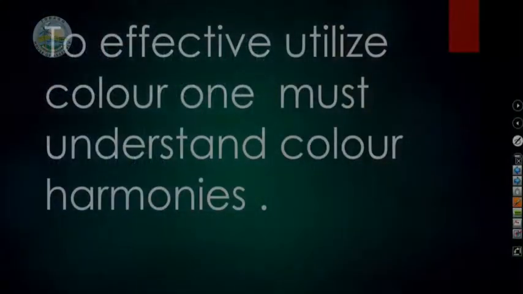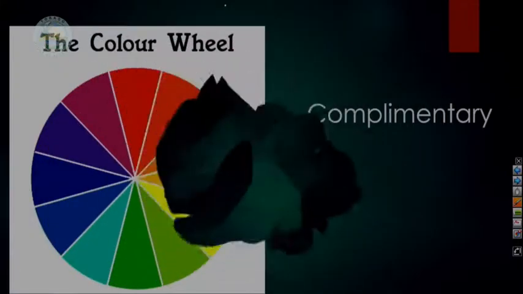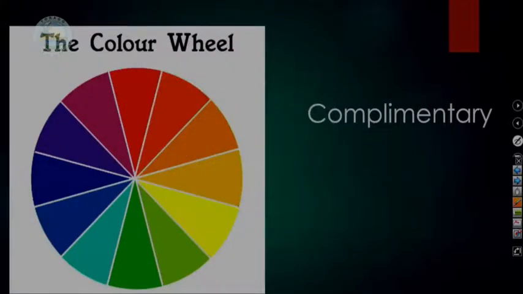All right, to effectively utilize color, one must understand color harmonies. Color harmony refers to the property that certain aesthetically pleasing color combinations possess. These combinations create pleasing contrasts and arrangements that are said to be harmonious. So color harmonies in a nutshell is basically about colors that match, right? Once you put these colors together, they will automatically match and create harmony.